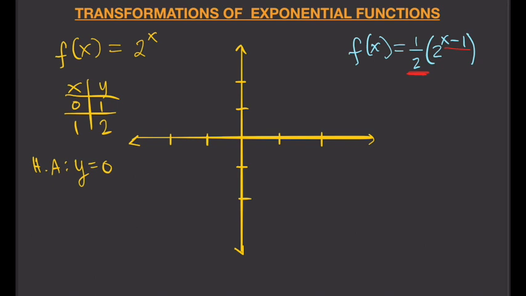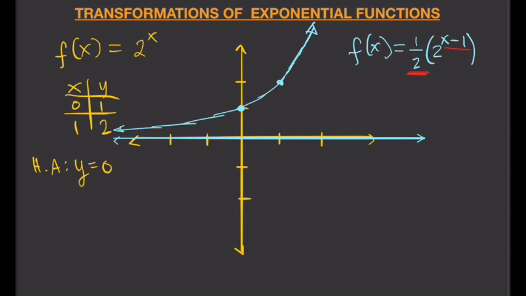Okay? So let's sketch the graph of our original function. So that's 0, 1, and then 1, 2. The horizontal asymptote is this line, and then we can approximate the graph something like that. Okay, now how about for this one? Here's how the transformation will happen.